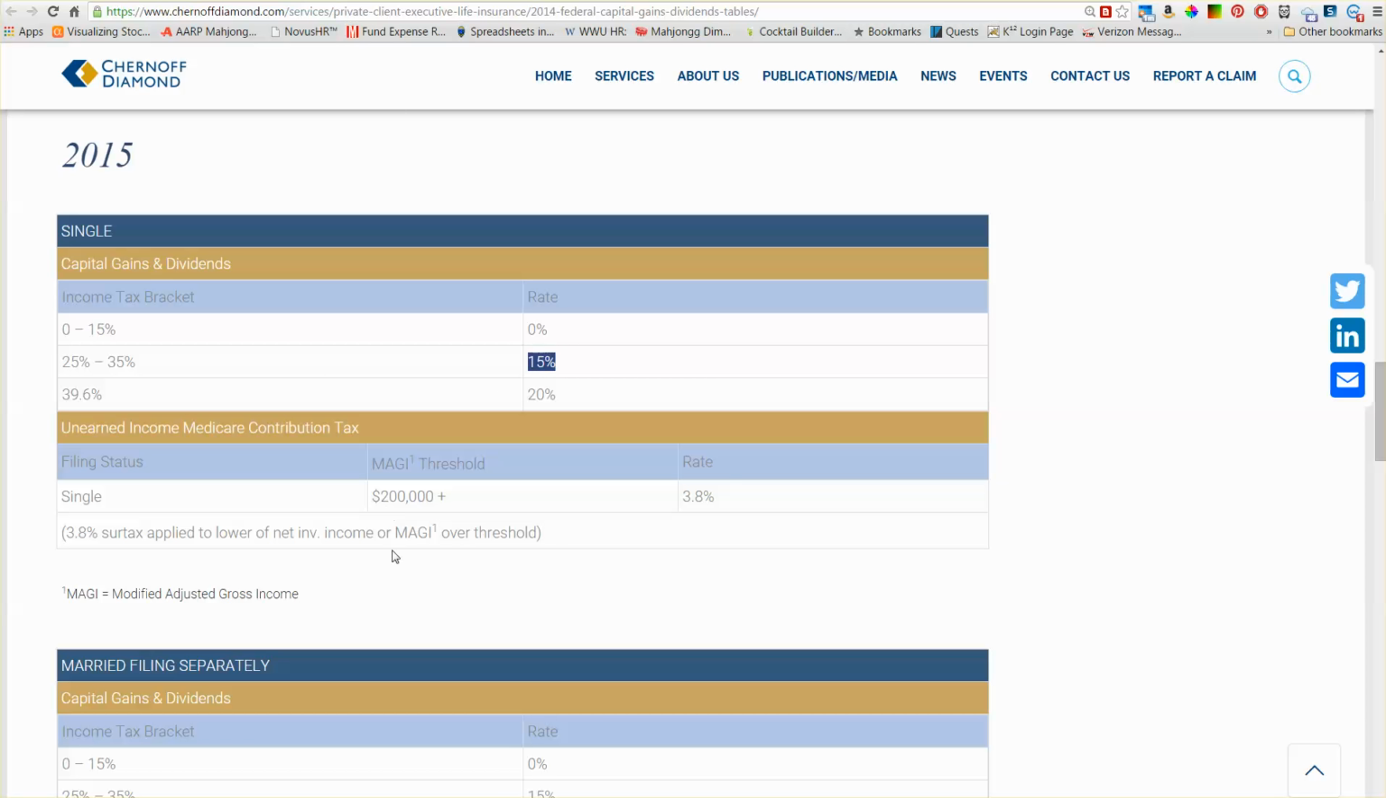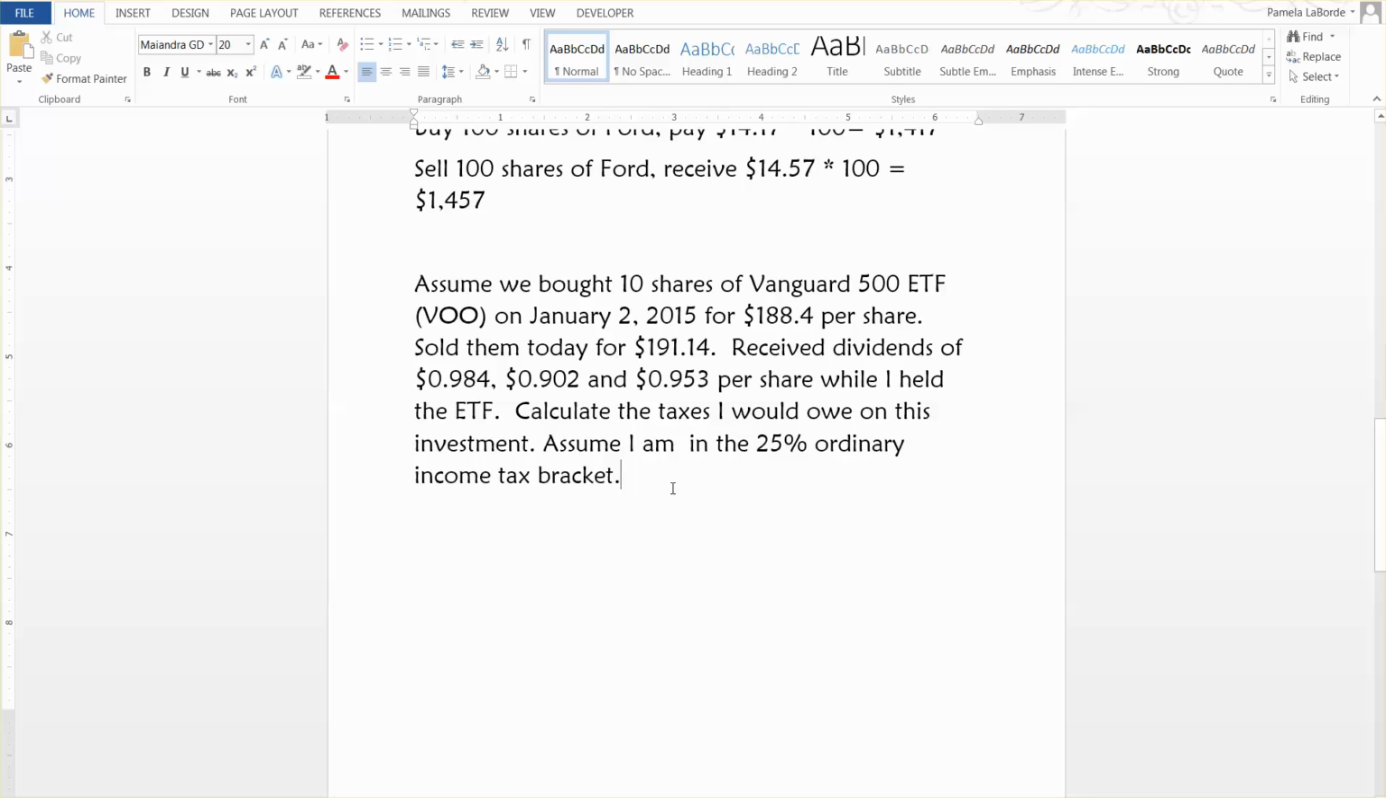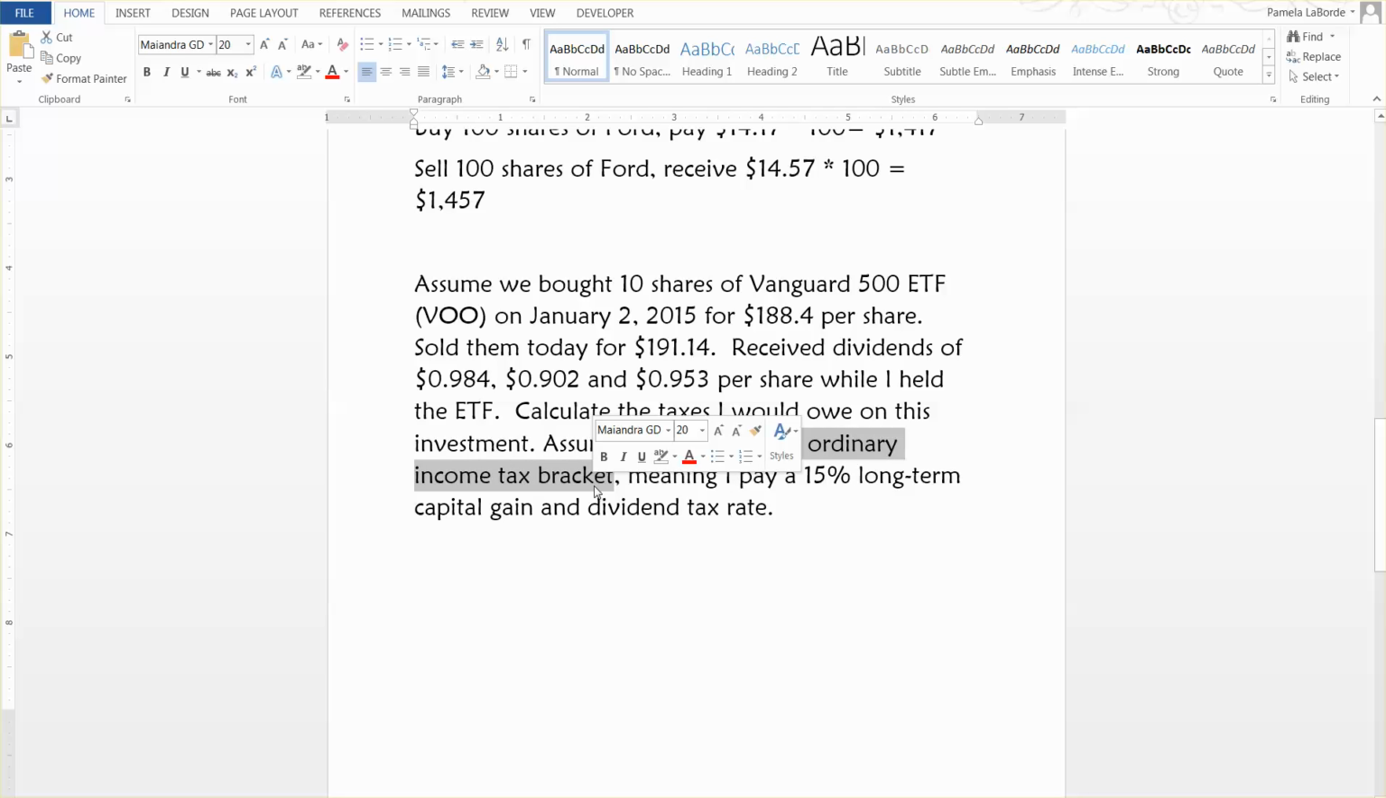Given that I'm in the 25% tax bracket, I pay a 15% long term capital gain and dividend tax rate. So all I have to do is provide you with your ordinary income tax bracket and a table like the one I showed you, and you should be able to figure out your long term capital gain rate. Your short term capital gain rate is the same as your ordinary income tax bracket.